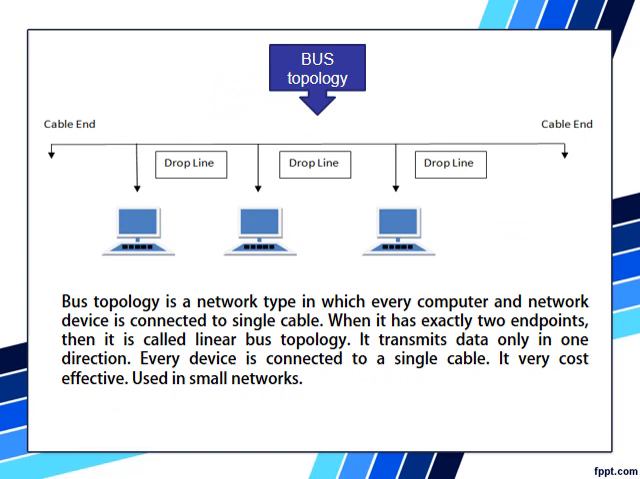Bus topology. Bus topology is a network type in which every computer and network device is connected to a single cable. When it has exactly two endpoints, it is called linear bus topology. It transmits data only in one direction. Every device is connected to a single cable. It's very cost effective, used in small networks.